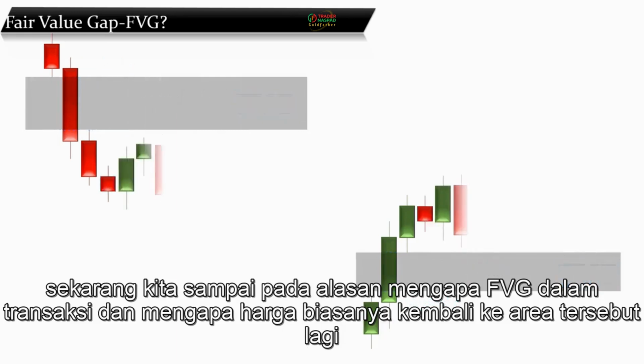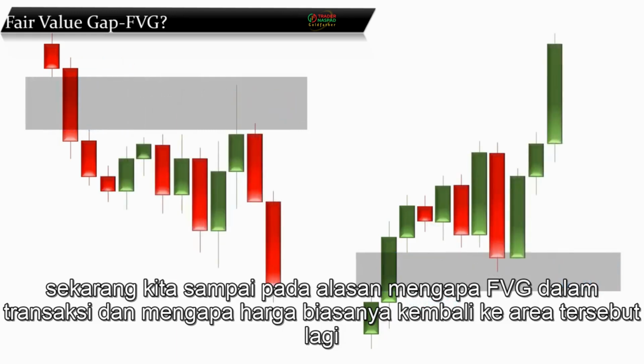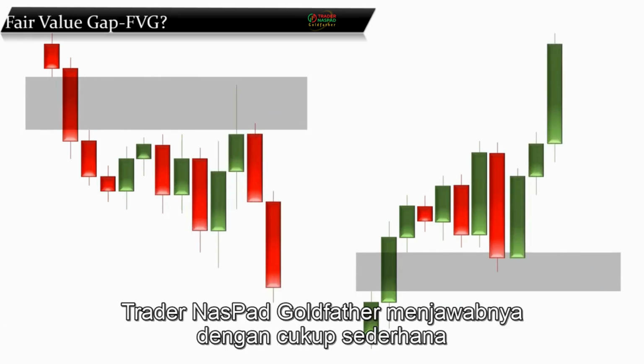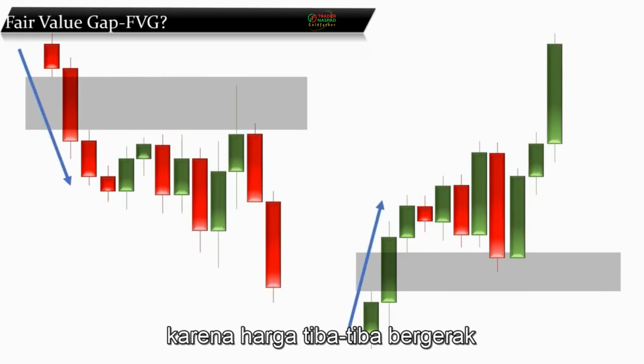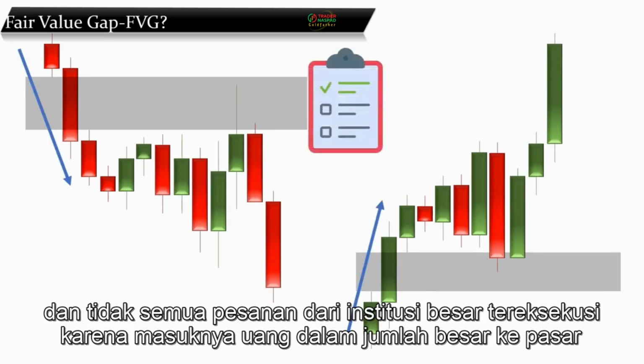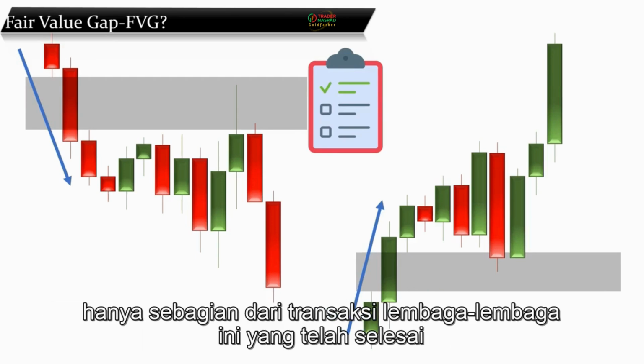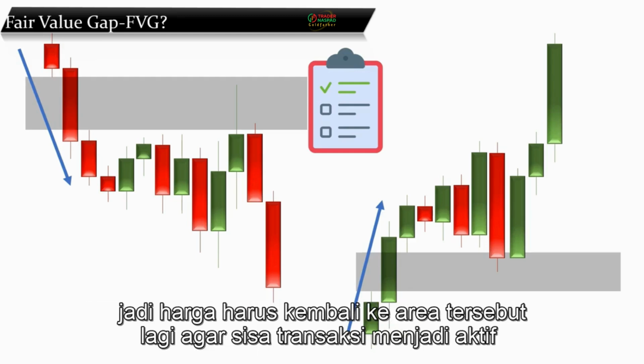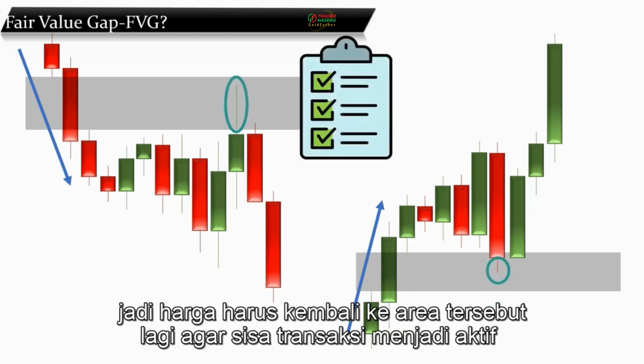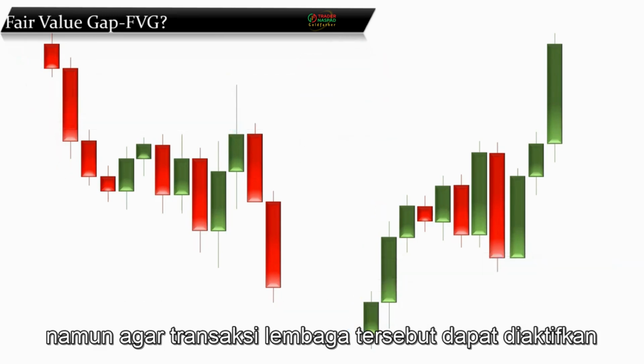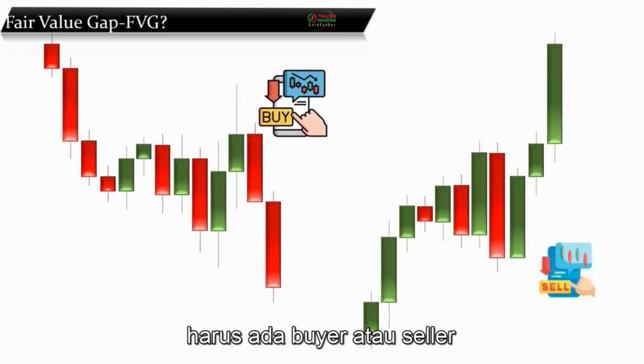Now we come to the point of why FVGs are important in transactions and why prices usually return to these areas again. The answer is quite simple, because prices suddenly move, and not all orders from large institutions have been executed due to a large influx of money into the market. Only a portion of these institutions' transactions have been completed, so prices must return to these areas again for the remaining transactions to become active. However, for the transactions of these institutions to be activated, there needs to be a buyer or a seller.